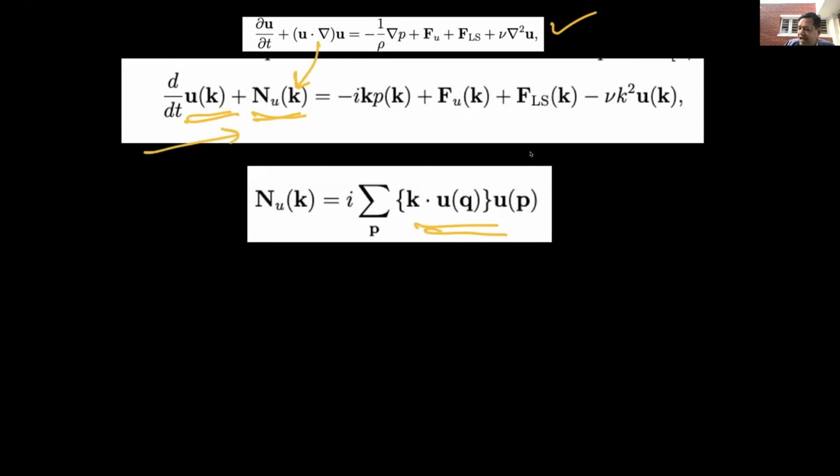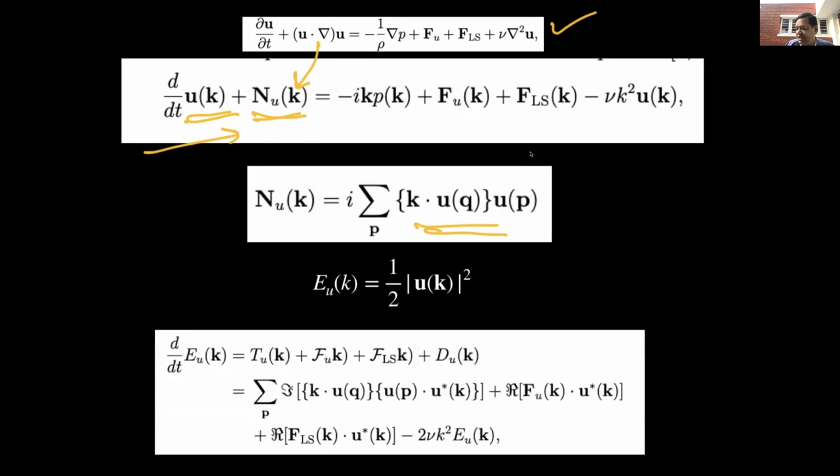We can construct the equation for the kinetic energy, which is mod U_k squared. And the equation for that is this. It's standard, but just for completeness, I'm showing you here. So the energy transfer term: the energy at wave number k is getting energy from other modes, right? The p and q modes.